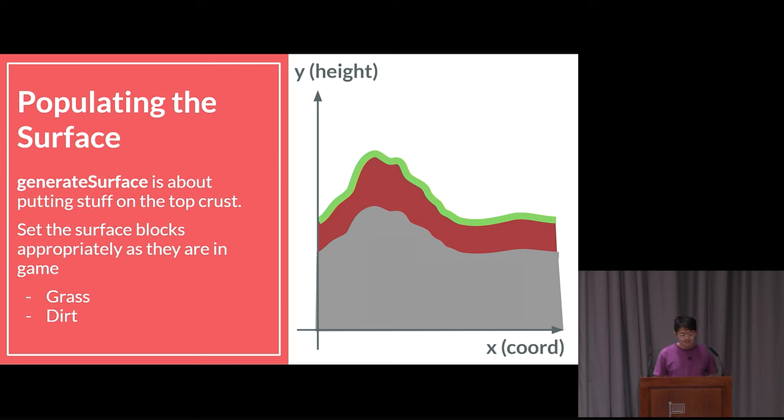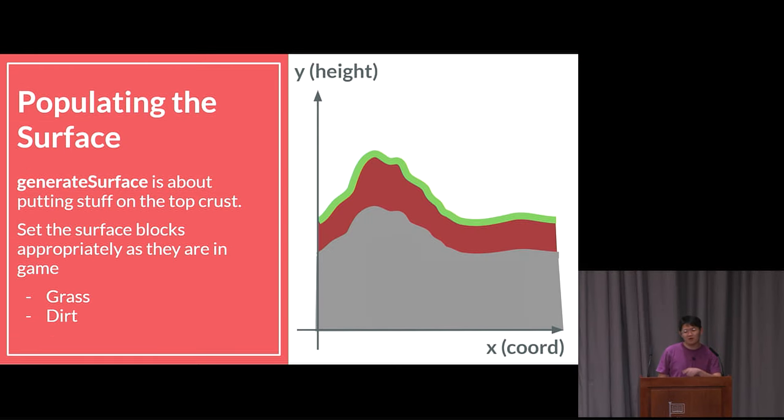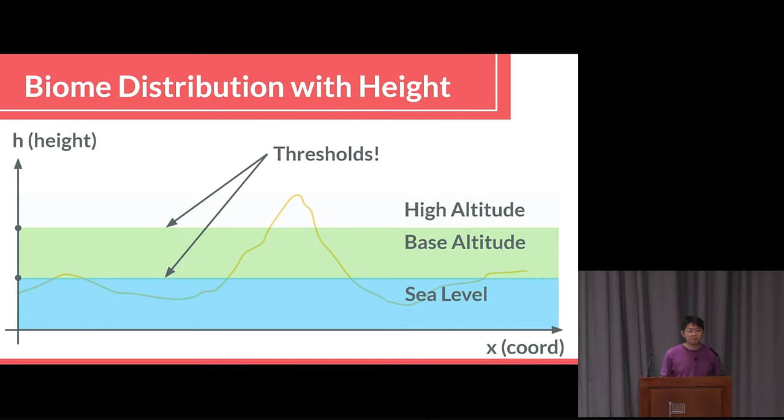Generate surface is about putting the stuff on the top, really. So for this case, the grass and the dirt. But just here, we would begin to run into some more problems as well. Minecraft contains several different biomes, like the desert, the snowy biomes, the badlands. And how do we decide where the biomes are? How do we decide whether we want grass at the top or we want sand or something else? And this is where we come to biome distribution, choosing what a location corresponds to.